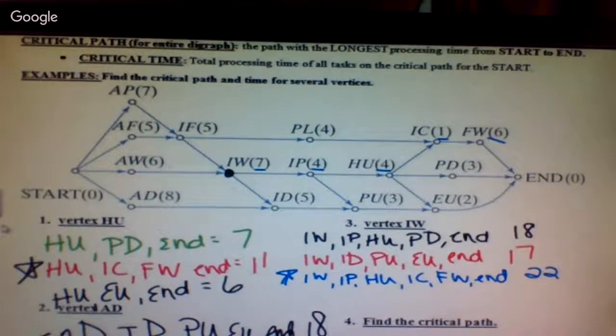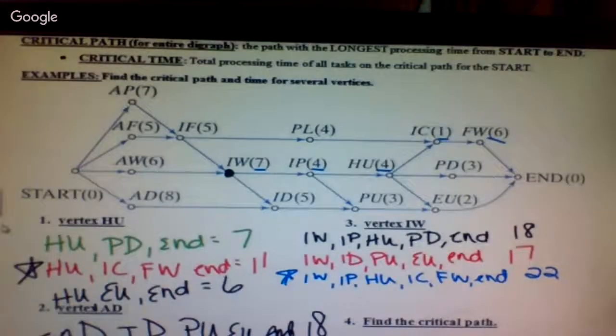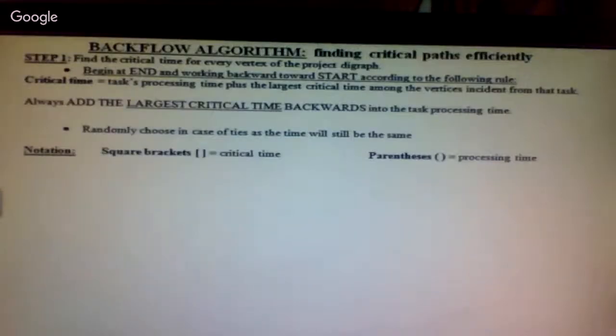If you had to sit here and guess, is there a shortcut? We do have a shortcut. We're going to use the backflow algorithm to do the shortcut. Hold on. It's on the same page. Yeah, it's right there.